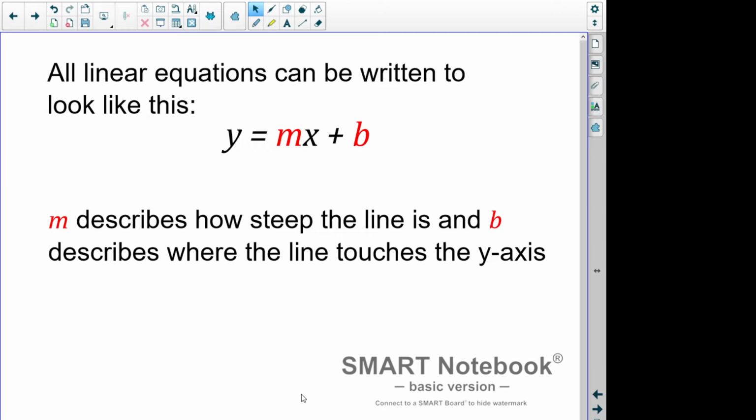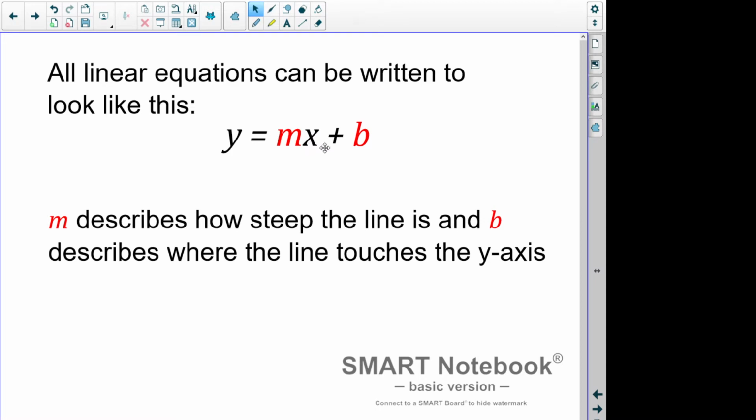I'll give you a chance to write this down. If you have the notes, this is already in there. When we talk about linear equations, what we mean is just that when we make a graph of it, it makes a straight line. That's all they mean by linear equation. It's a fancy way of saying it, but it just means when we graph it out, it makes a straight line.